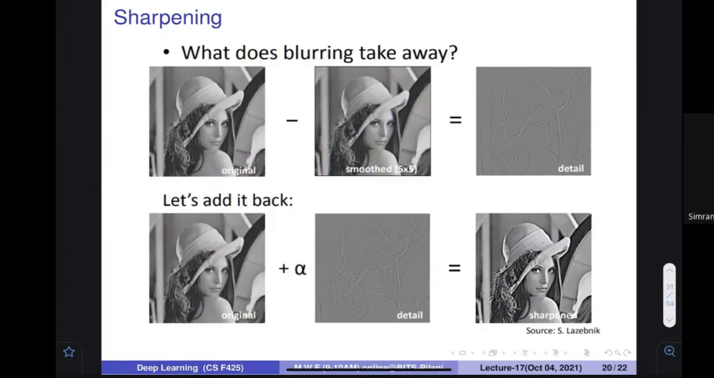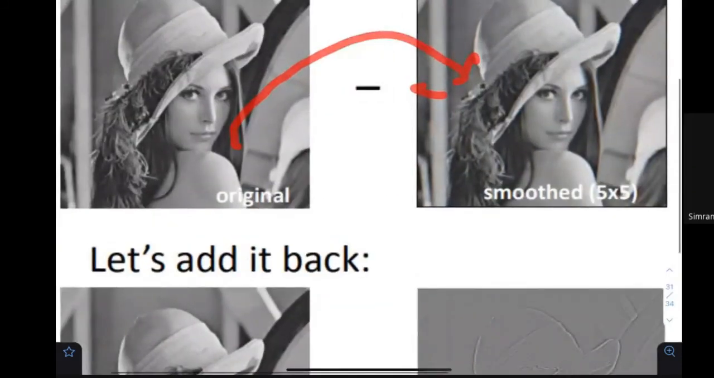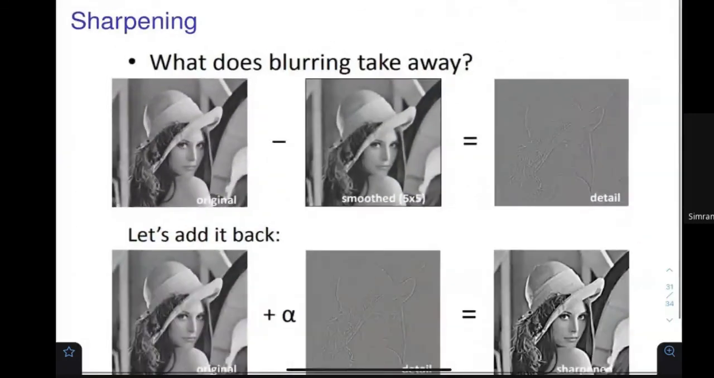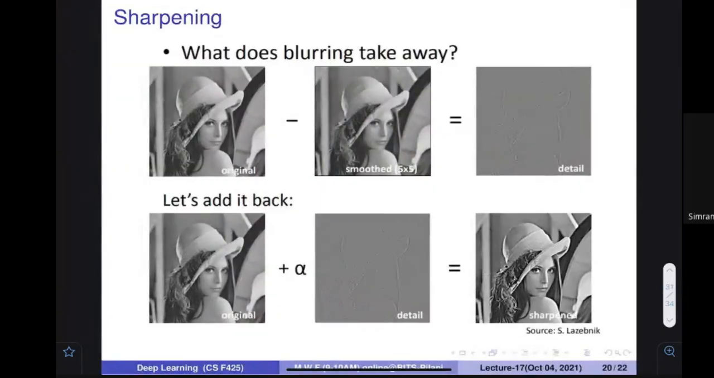Now let me again give you the image. This is the original image. I have applied a 5x5 filter on that. So you can see that somewhere there is smoothing, the figure becomes blurry. This is a very popular image called Lena. If you subtract this image from this image, what do you get? Let's assume I have applied something of 5x5. What is removed? Anything smaller than 5x5 has been removed.